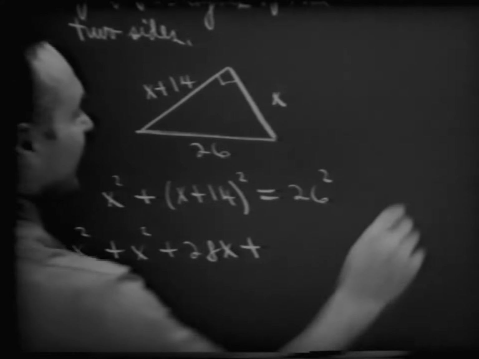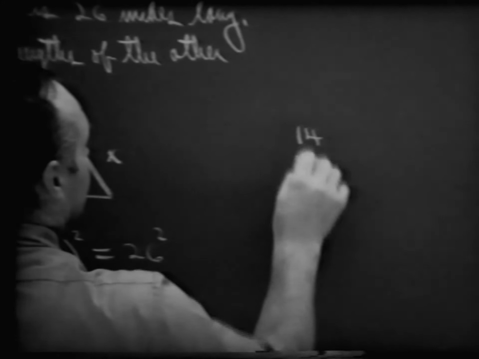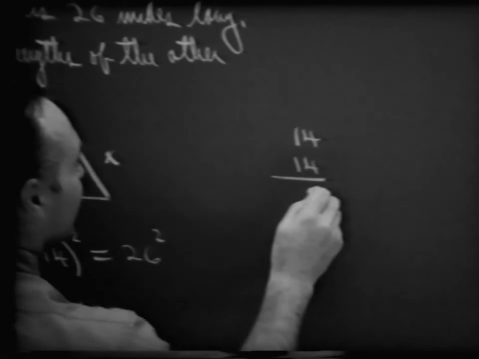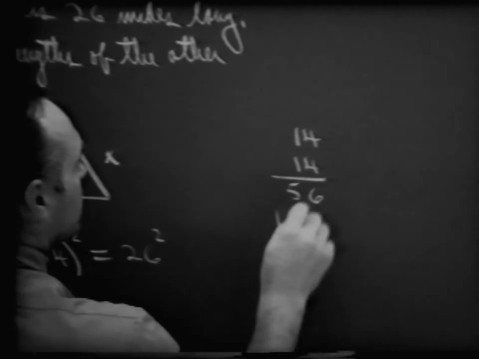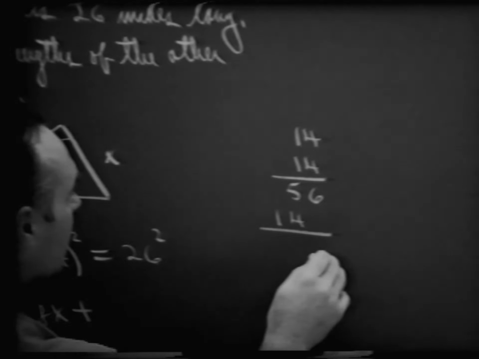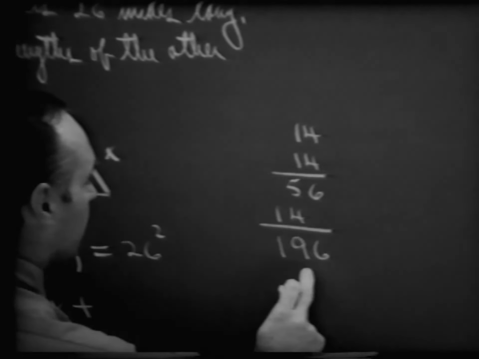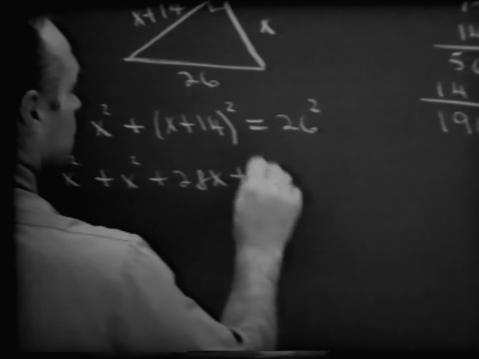Can anyone think of that number? Well, let's write it over here. 14 times 14 is what? That's 56, is that right? And 14 gives us what number? 196. Is my arithmetic right? Please check it. Is equal to plus 196.